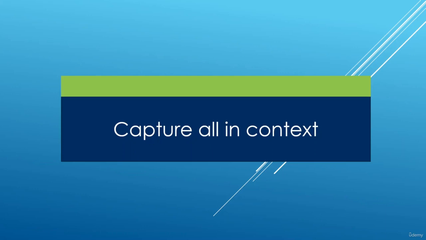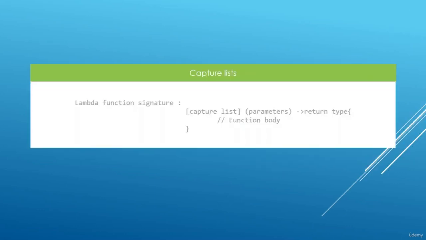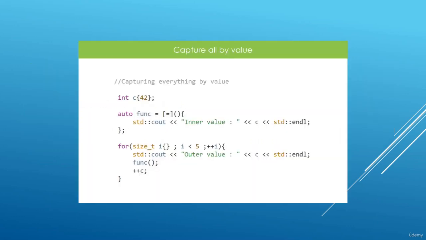In the last lecture, we saw that we could capture things outside the context of the Lambda function. Now we want to see that we can capture everything living outside the context of the Lambda function. The syntax to do that is ridiculously simple. If you want to capture everything by value, you just put an equal sign in your Lambda function capture list.